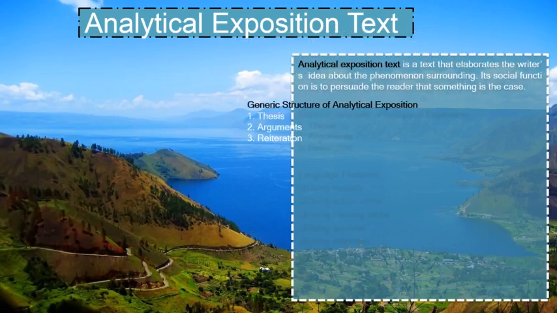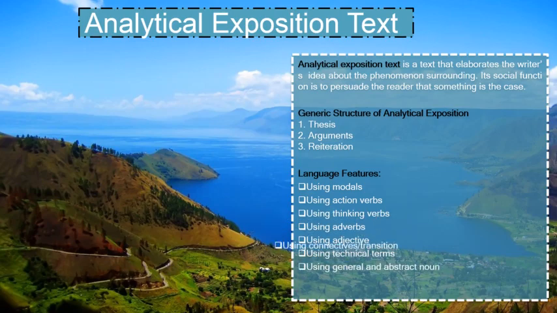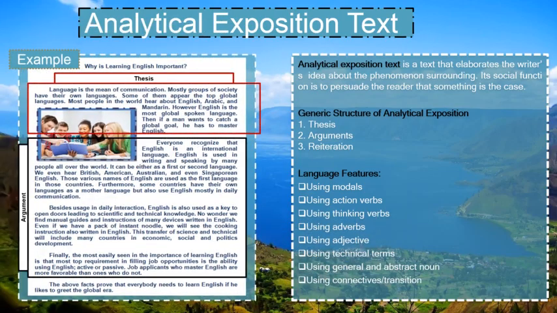Analytical exposition is a text that elaborates the writer's idea about the phenomenon surrounding. Its social function is to persuade the reader that something is the case. Generic structure of analytical exposition. Number 1, thesis: introducing the topic and indicating the writer's position. Number 2, arguments: explaining the arguments to support the writer's position. Number 3, reiteration: restating the writer's position.